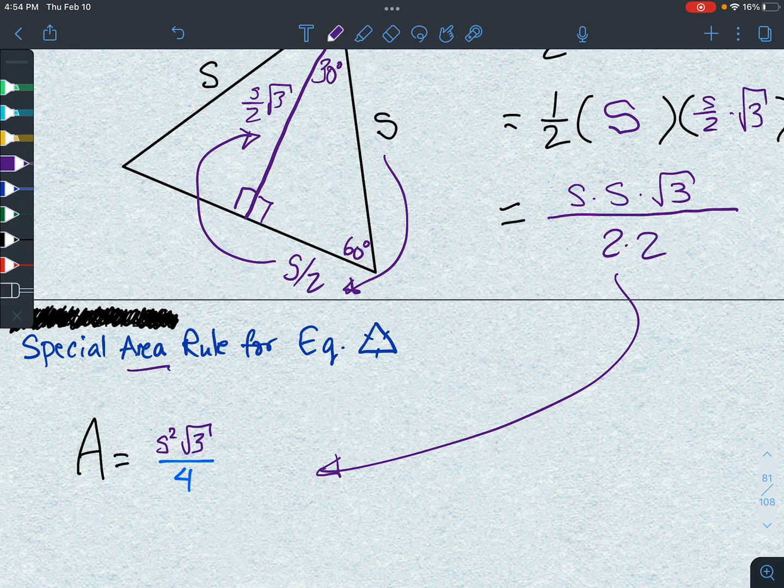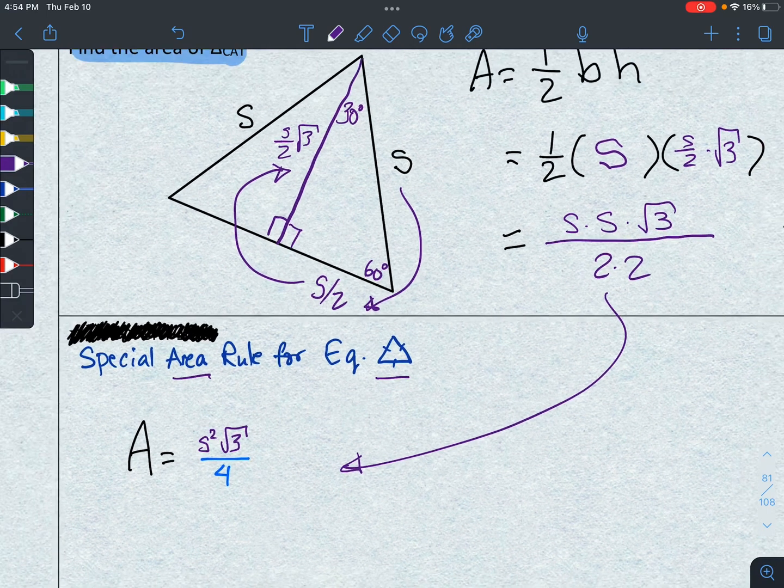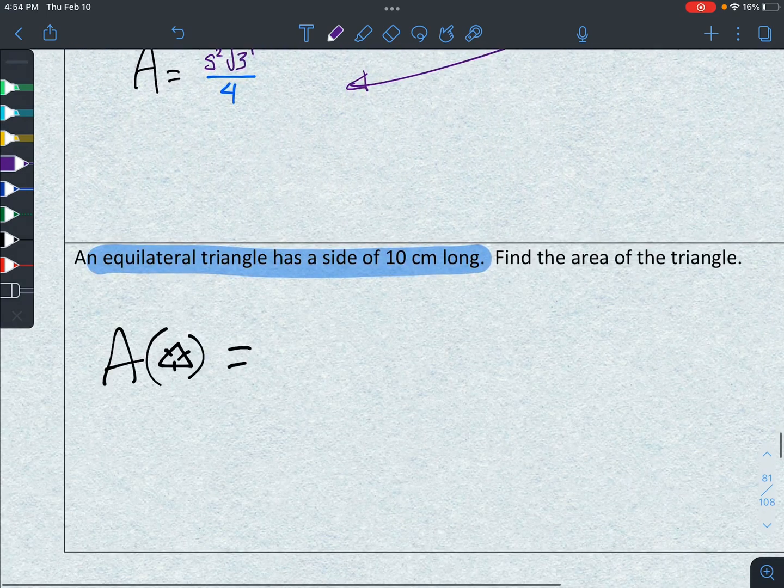Again, it finds the area of what? Equilateral triangles only, okay? So don't use it on anything else, but it's a little shortcut we'll be using as we progress through this unit.